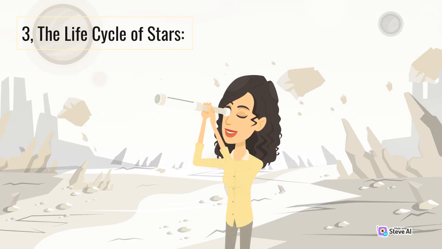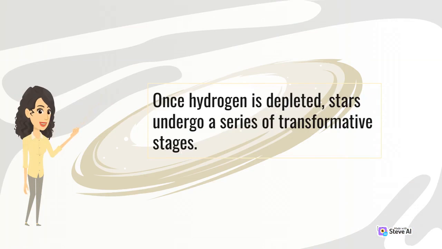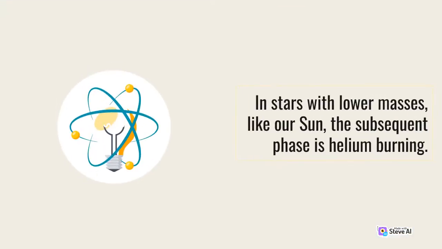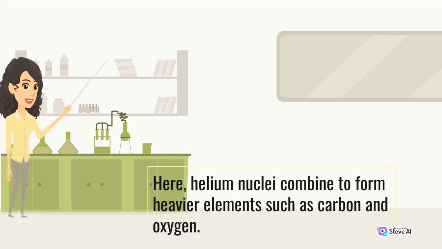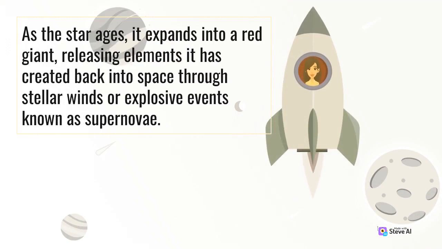3. The life cycle of stars. Once hydrogen is depleted, stars undergo a series of transformative stages. In stars with lower masses, like our Sun, the subsequent phase is helium burning. Here, helium nuclei combine to form heavier elements such as carbon and oxygen. As the star ages, it expands into a red giant, releasing elements it has created back into space through stellar winds or explosive events known as supernovae.